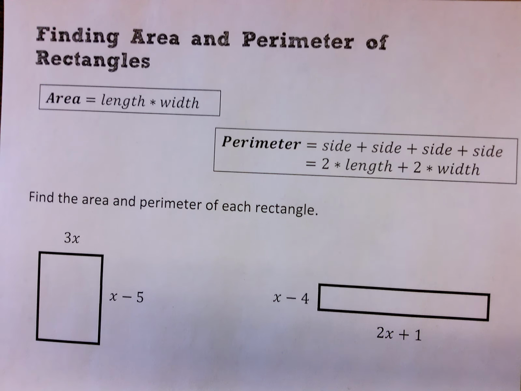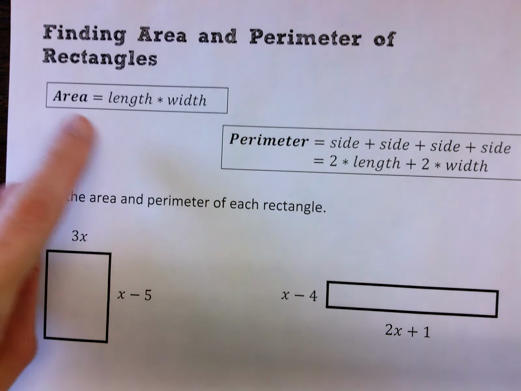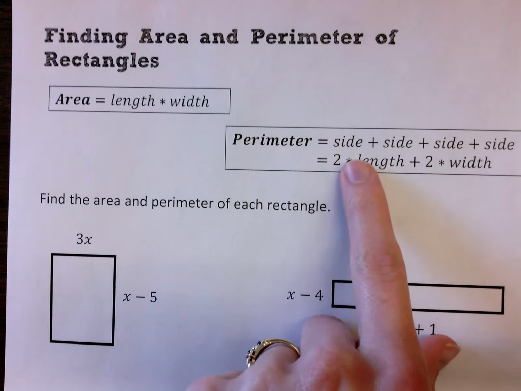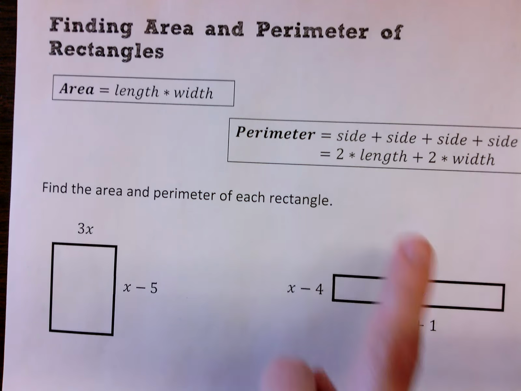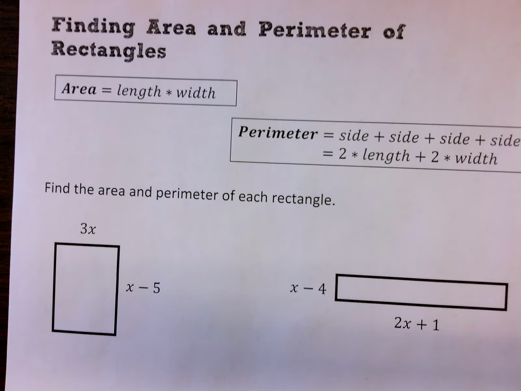All right, so today we're going to find area and perimeter of rectangles where the lengths of the sides are little tiny baby polynomials, okay? I have the two formulas up here in case you've forgotten them. To find area, you just multiply length and width. And to find perimeter, you can either add all four sides together, or do 2 times the length and 2 times the width and then add those together. Either way, it works out to the same thing.